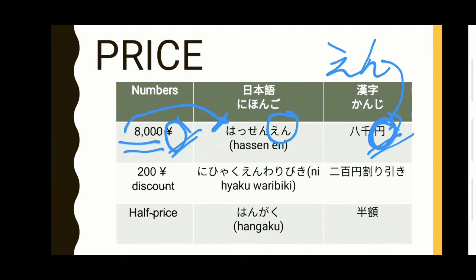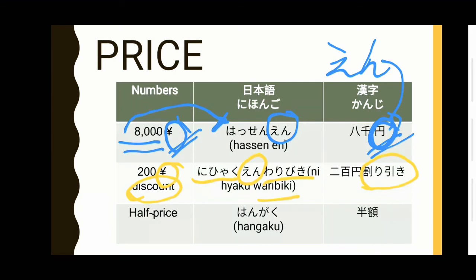Next, we have 200 yen discount. So, we have the magic word discount. So, ito ang kanyang kanji, wari, biki. Ito ang kanyang hiragana. Ito ang kanyang romaji. So, sa Nihongo, ang discount is waribiki. Then, we have the number 200. 200 is niyaku. And then, we have the yen sign. So, ito din ang ating N. So, kung babasahin natin siya, niyaku and waribiki.